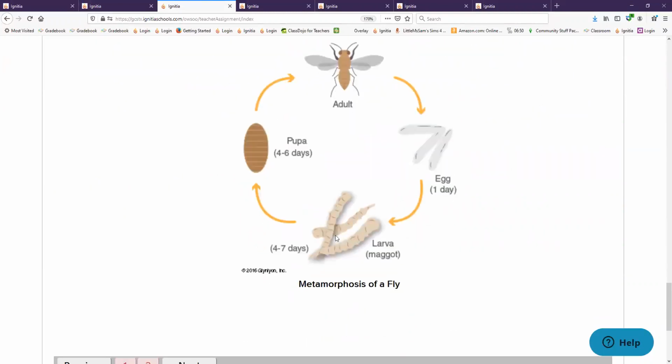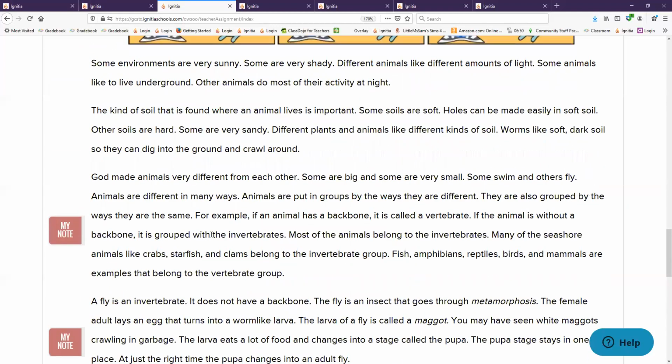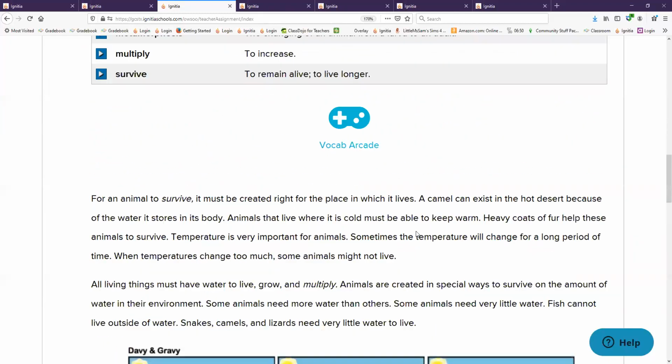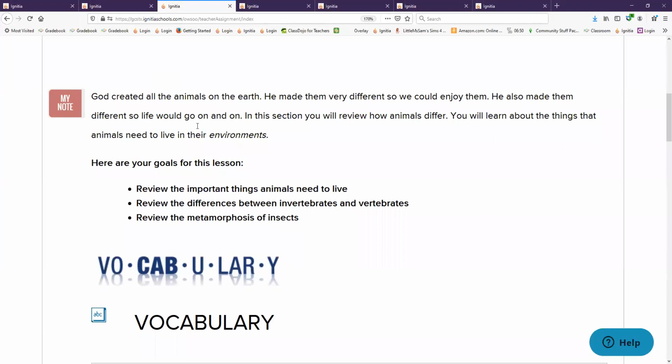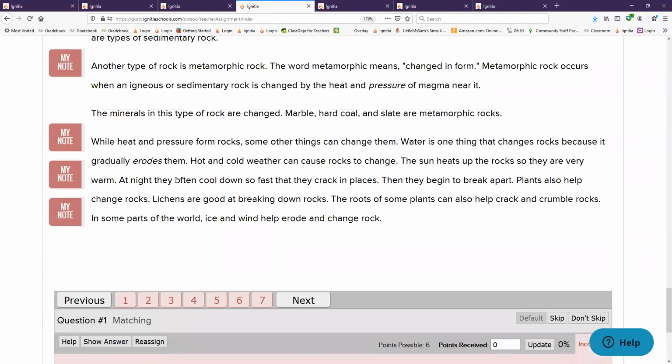Okay, the larva is the worm stage of a what? A fly. Totally icky. Okay, what are invertebrates and vertebrates? Animals that have backbones, and of course people too, are called vertebrates, and animals that don't have a backbone are called invertebrates. Okay, how are we different than animals? People have a conscience.